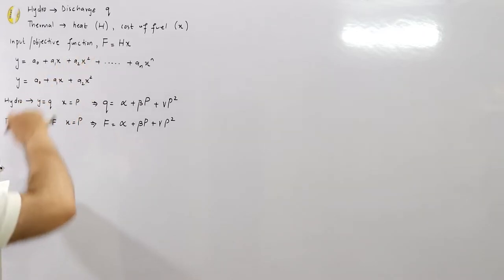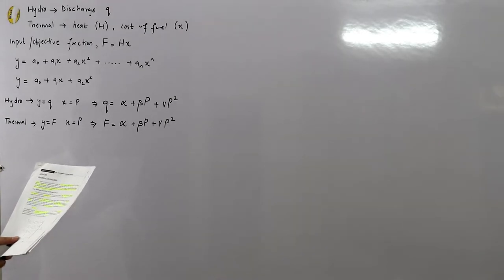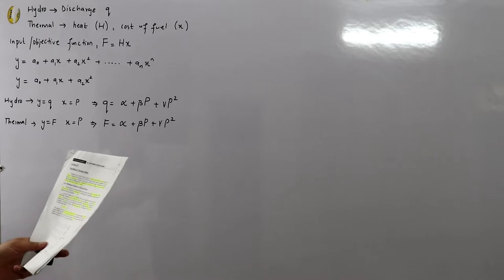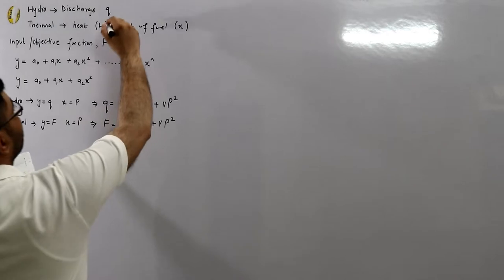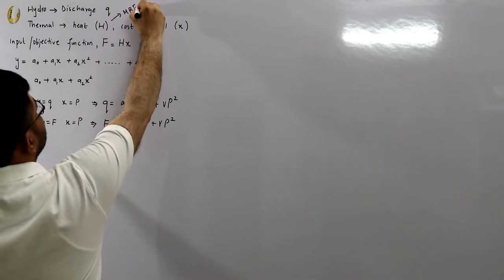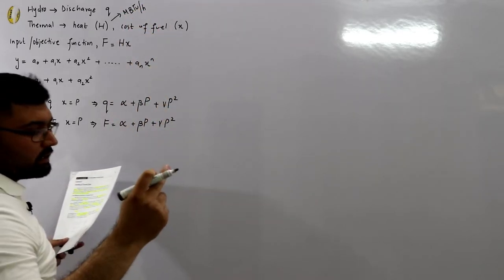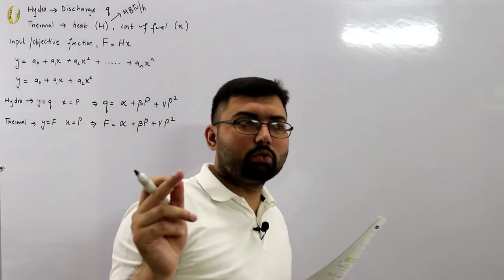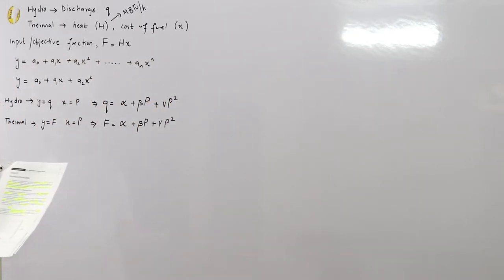The objective function F is equal to H times X. The purpose is to minimize the cost. H is the heat input. And if you want me to write down the units, it is in mega BTUs per hour. Heat input is in mega BTUs per hour. BTUs are the British thermal units, the amount of heat required to raise the temperature of 1 pound of water through 1 degree Fahrenheit. We've already seen this in the previous video. I believe this is the definition.